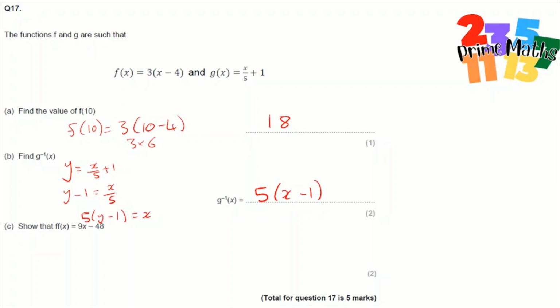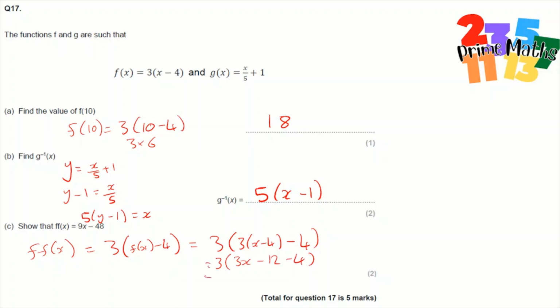Part C is another show that question. We must show our working very clearly. It's a composite function of f of f of x. So f of f of x is 3 lots of f of x minus 4. This is 3 lots of 3 lots of x minus 4, minus 4. If I simplify the inside of this big bracket, we end up with 3 lots of 3x minus 12 minus 4, which is the same as 3 lots of 3x minus 16. And we should see when we multiply this out, we end up with 9x minus 48.